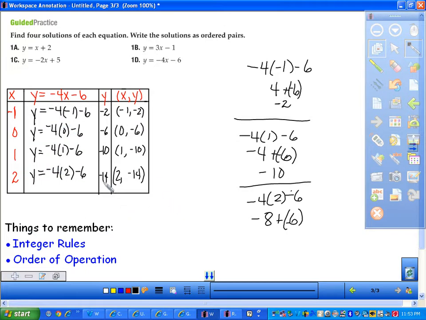So things to remember for this lesson: you have to remember what a function is. You have to remember your integer rules when you start evaluating the equations, and you have to remember order of operation, multiplication before addition and subtraction. We're going to review in class on Wednesday graphing, integer rules, and order of operation. So this lesson would be a breeze for you if you can recall those three things. And I hope you have a great day.